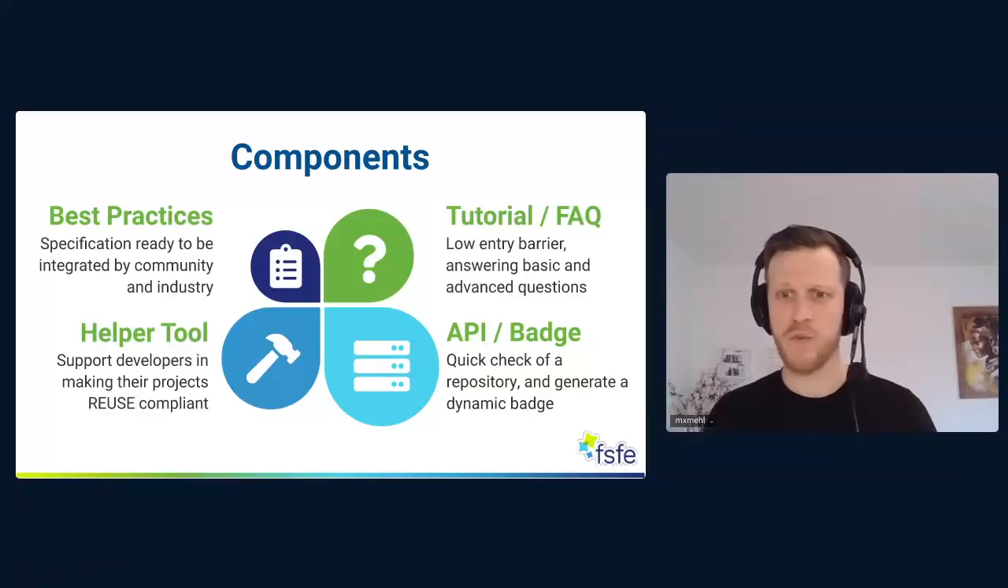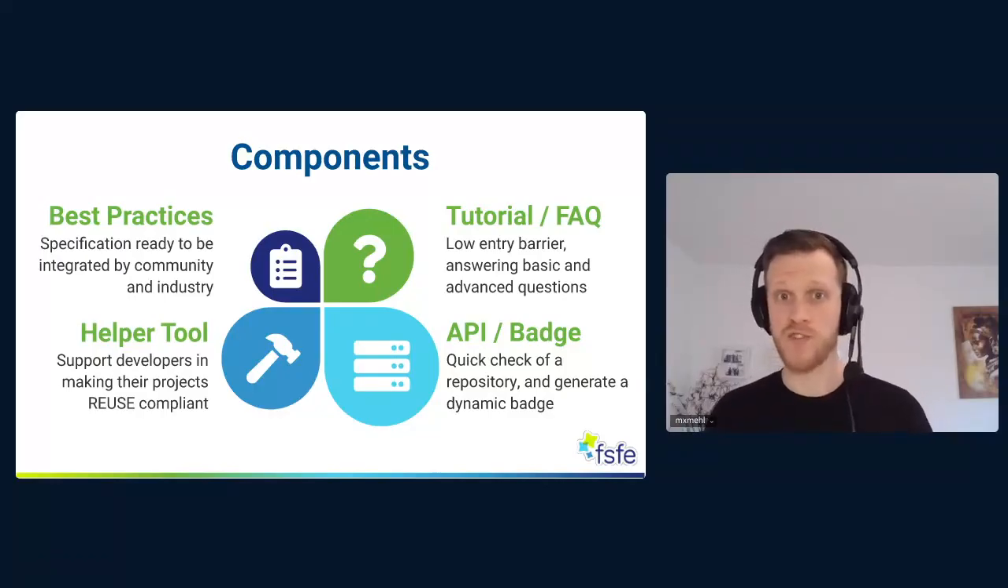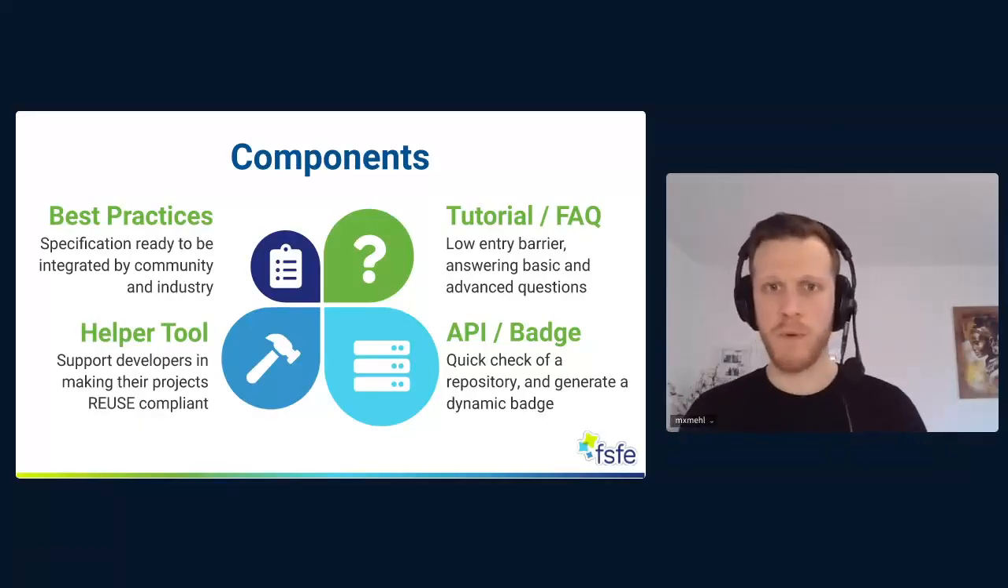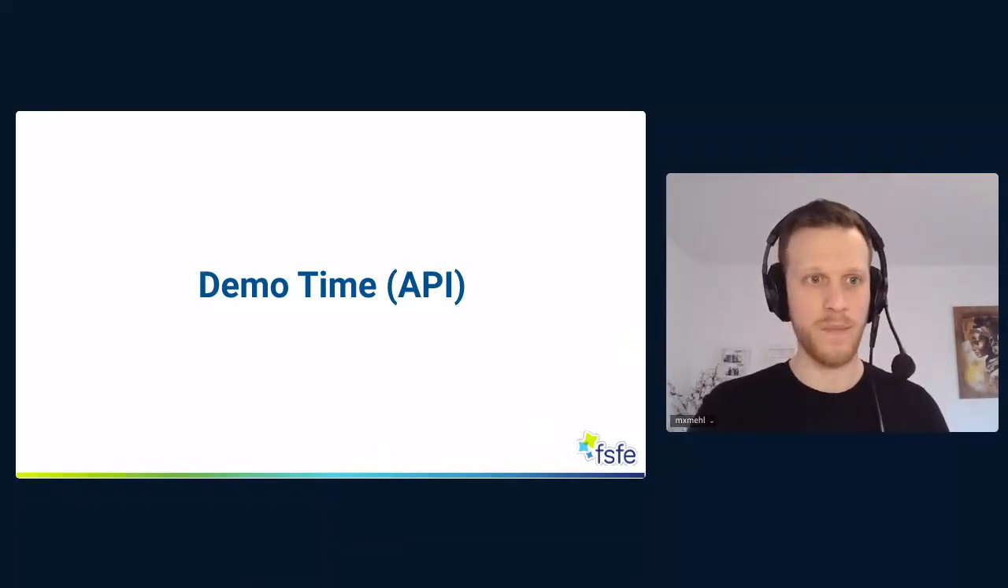And this generates a really quick check of your repository, basically running reuse lint on your main branch. And it creates a badge that you can integrate into your README file, like you see on many Git projects. And we will also have a look at how this looks in real life. Switch over. Okay, I think you should see it now.